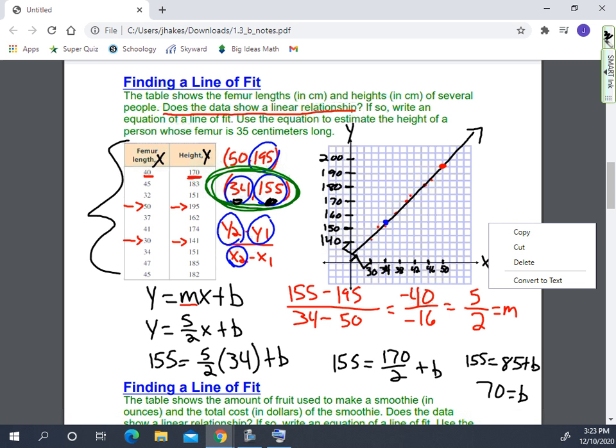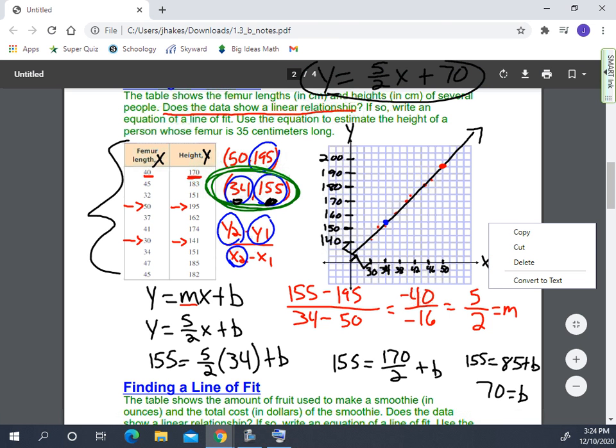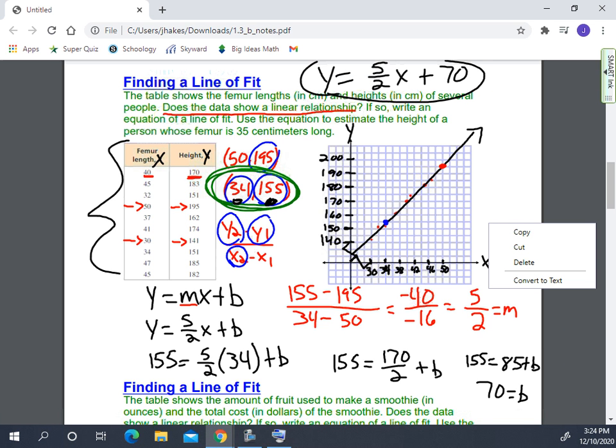So our new equation, after all of this mess, right, we had a lot of math, is y equals, our slope was 5 over 2, x plus 70. There's our equation of our line of best fit. Okay? A lot of math was had there. That's okay. Sometimes we need a lot of math. All right, you guys work on the next examples. Try your best. That is the only one I'm going to go through.